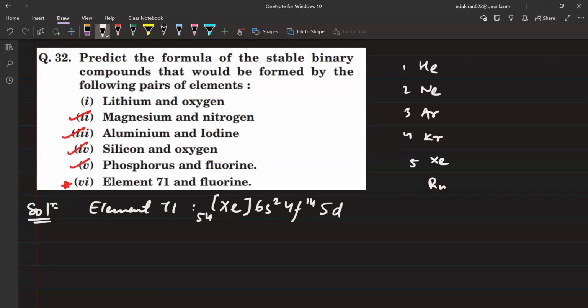And then what we will have? 5d1. So here, what is going to be the valency? This is the valence shell, and the valence shell has 2 electrons, right? So if we write element 71 as X, X's valency is 2. For fluorine, the valency is 1. So if you cross multiply, you will get XF2.